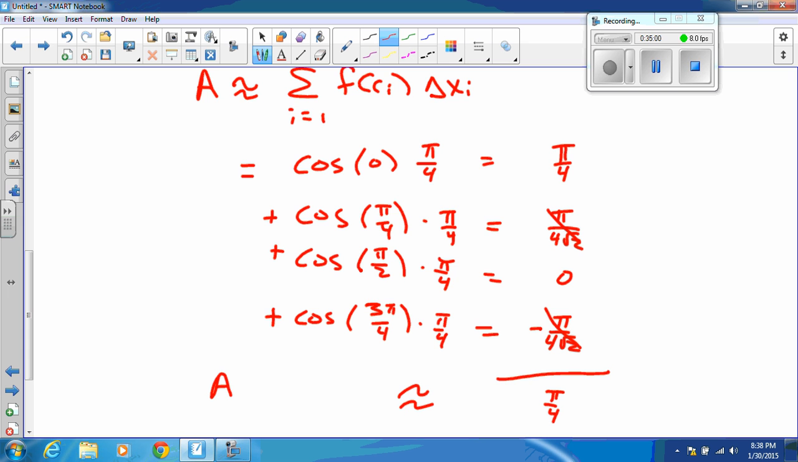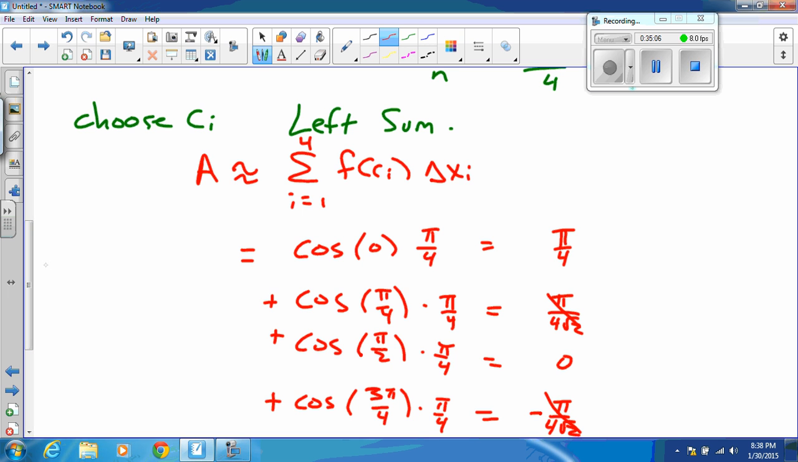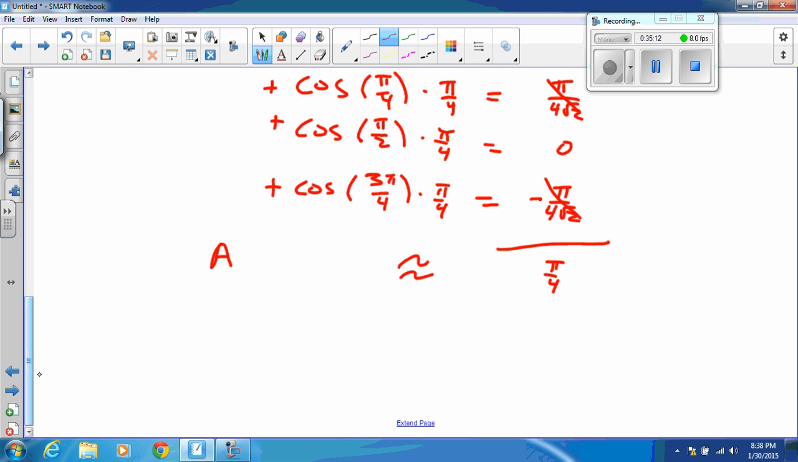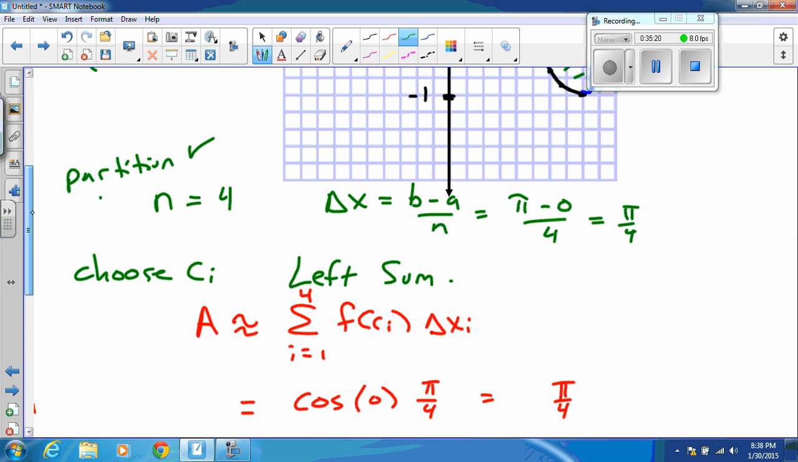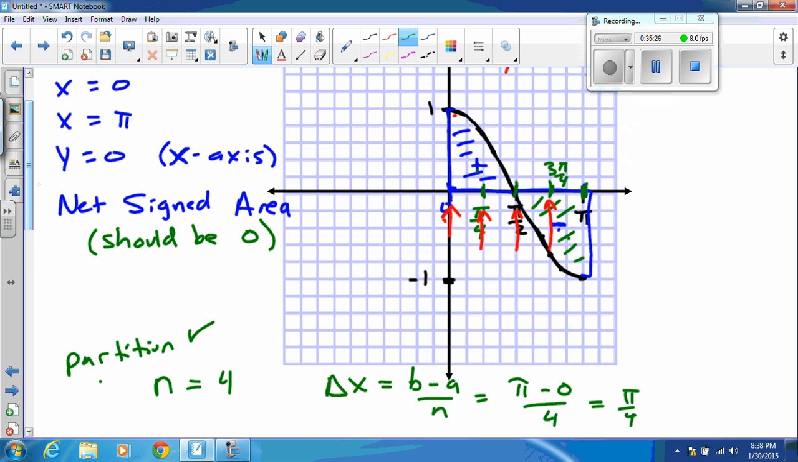And when I add these all up, you can see that these two here are going to cancel, so that I end up with pi over 4 as my area estimate. Now that's not 0, but it is around 0.75. So we figure that probably the error that we have is because our n is so small. What would have changed if I had chosen a right sum instead?